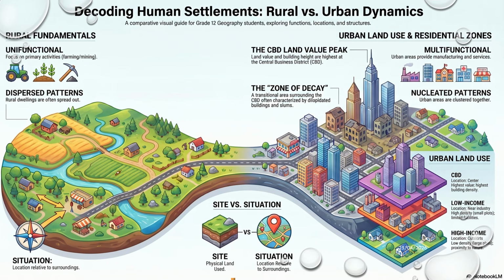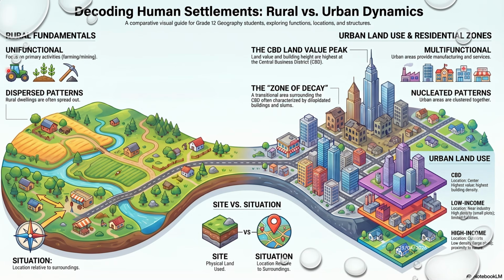Okay, now let's have a look at what's happening on this AI generated image. Decoding human settlements. I have my rural area on this side versus my urban area on the other side, okay? We won't dive deeper into the urban area because remember our topic is rural settlement. When we go to urban areas, we'll dive into this side a lot, but you can just see the difference.